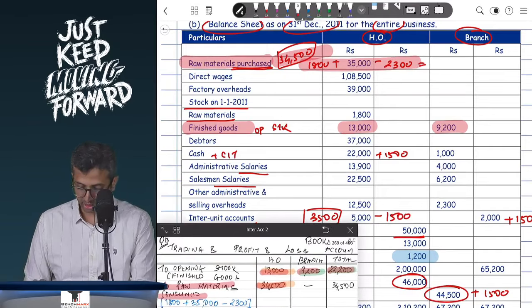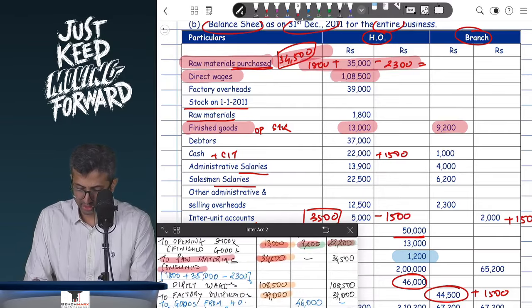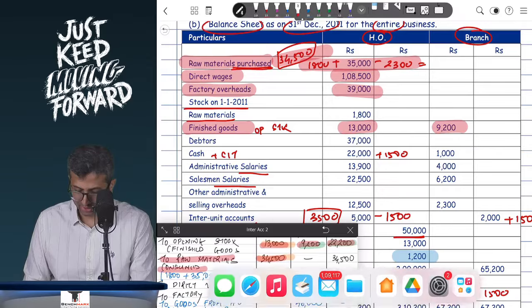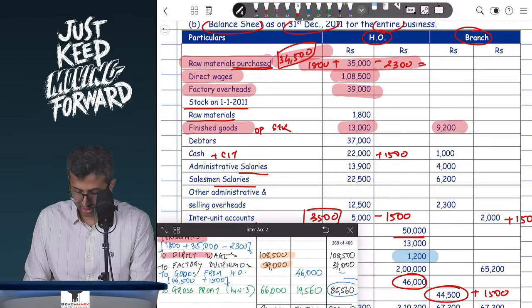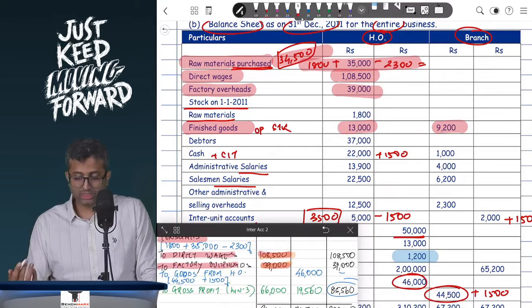Okay. Next, you will have certain direct expenses like direct wages and factory overheads. All of this will come directly. Direct wages 1,08,500. Factory overheads maybe 39,000. Now this is all for HO.